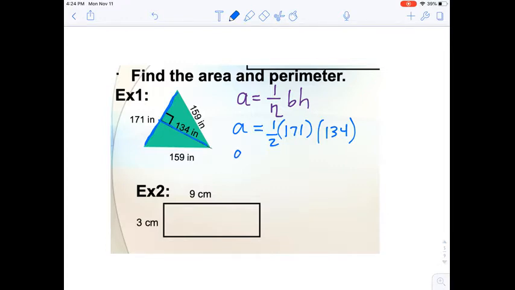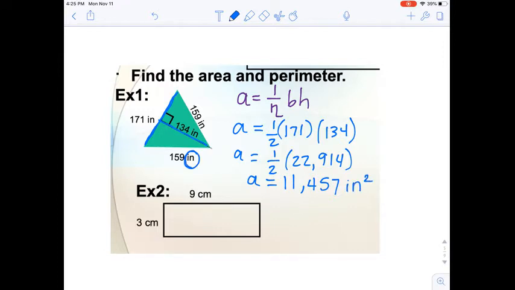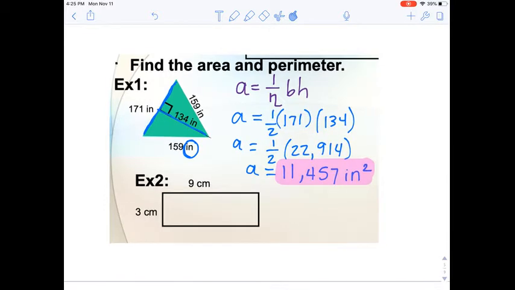Now we do our multiplication. I'm going to take 171 times 134, and I get 1/2 times 22,914. Once I multiply that by 1/2, I get area equals 11,457. When we label area, we look at our measurement. So we have inches and it's area, so it's inches squared. We're measuring those square inches. So our answer is 11,457 inches squared.